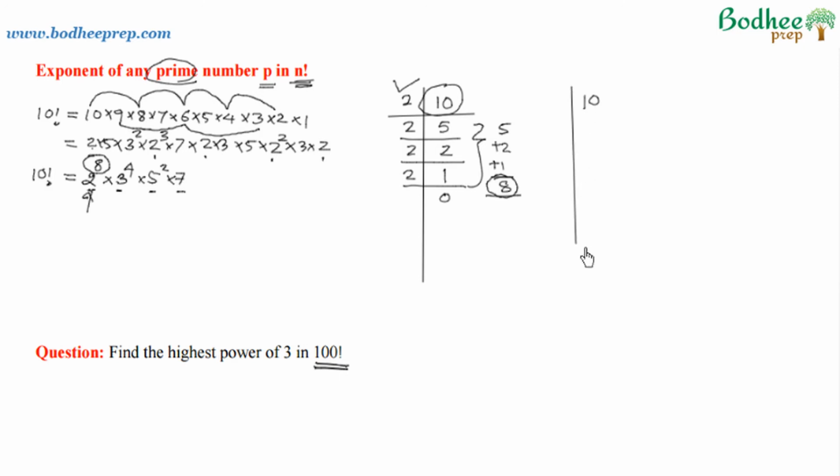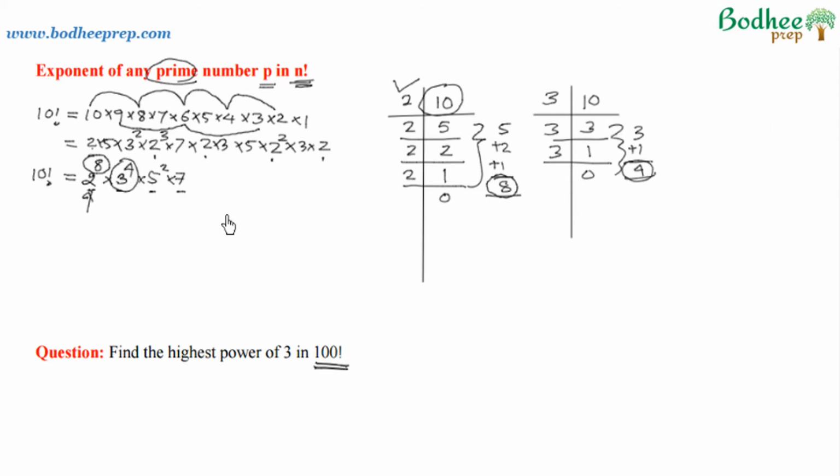Now if I want to get the number of 3's, then again I have to do the same thing. We have to start with 3, then the first quotient will be 3 into 3, it will be 9, then again 3 into 1 times will be 3, and again if I take 3, then 1 divided by 3, the quotient is 0. So we have to add these. So it will be 3 plus 1, which is 4. So the exponent of 3 in factorial 10 will be 4, as you can verify here also.